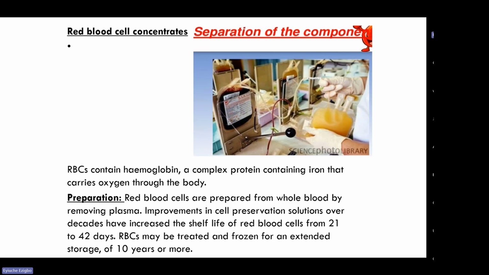So we have red blood cell concentrates. Red blood cells contain hemoglobin, a complex protein containing iron that carries oxygen through the body. We all know red blood cell is a component of whole blood. This is how we can separate it from the blood by removing the plasma portion of a settled blood bag. Preparation: red blood cell is prepared from whole blood by removing plasma, which is what you are seeing in this picture.